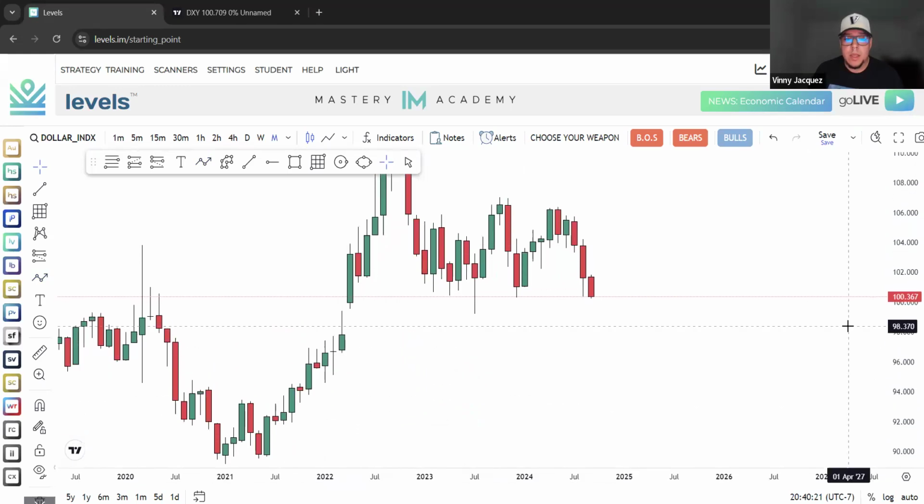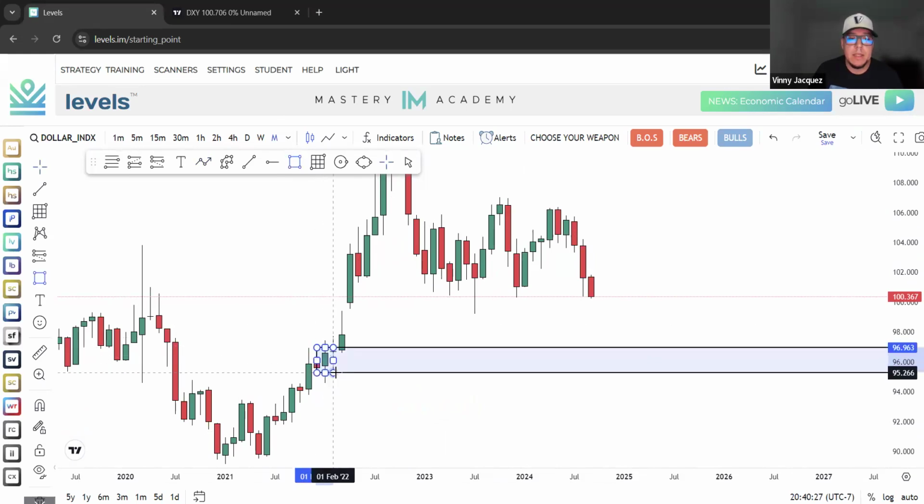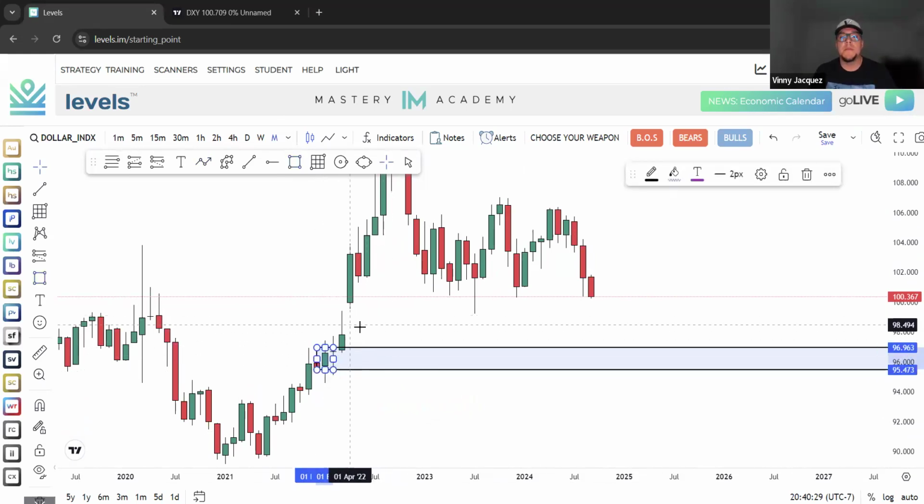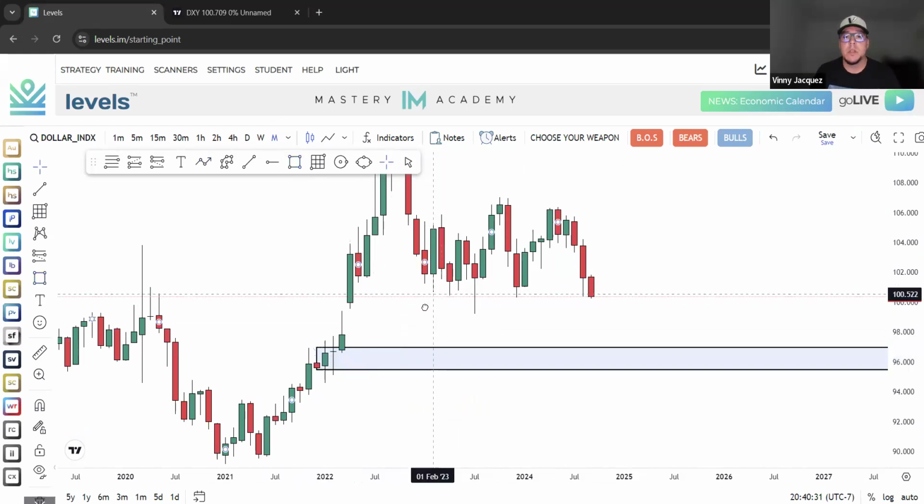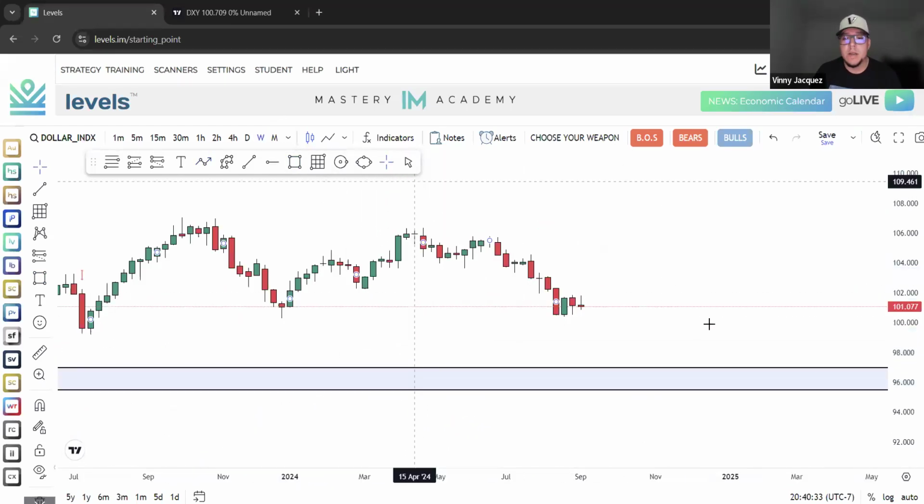Now, what I'm seeing right here is a break of structure to the upside. So this would be my buying starting point, right? And then we have an imbalance in here that the market, I'm sure, would love to fill. So let's drop down to a lower time frame.